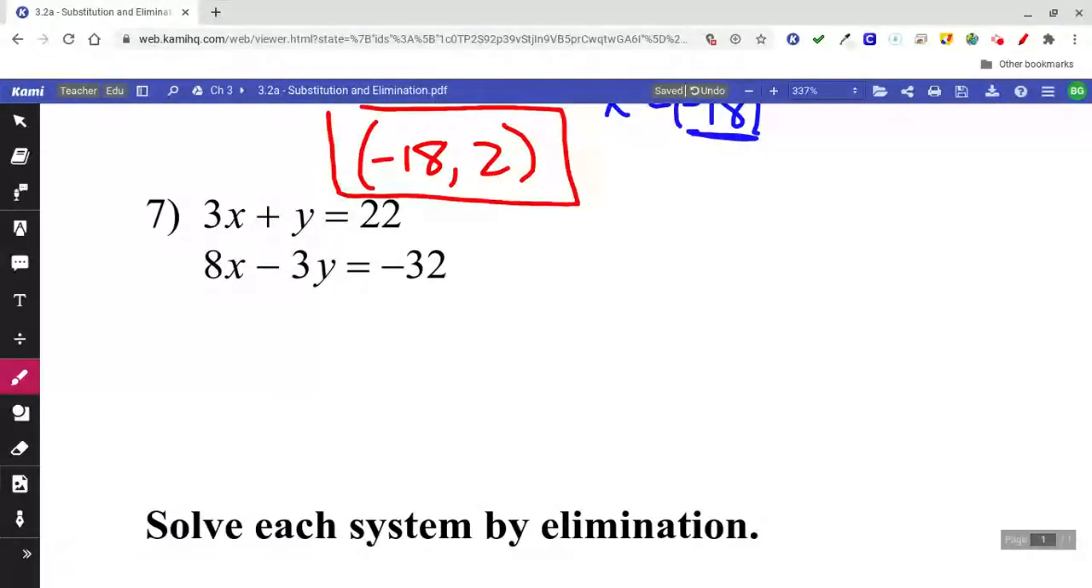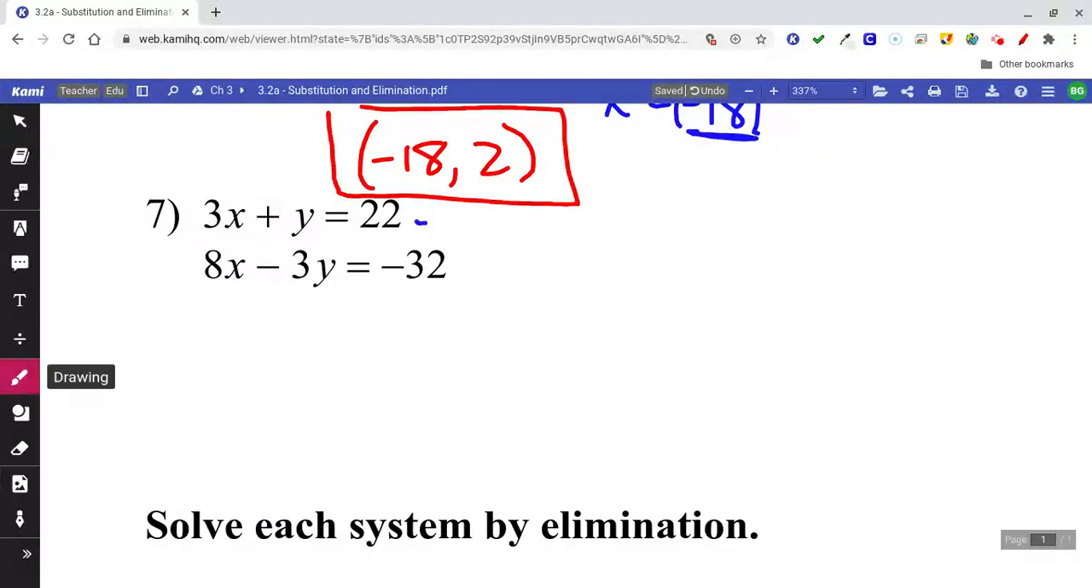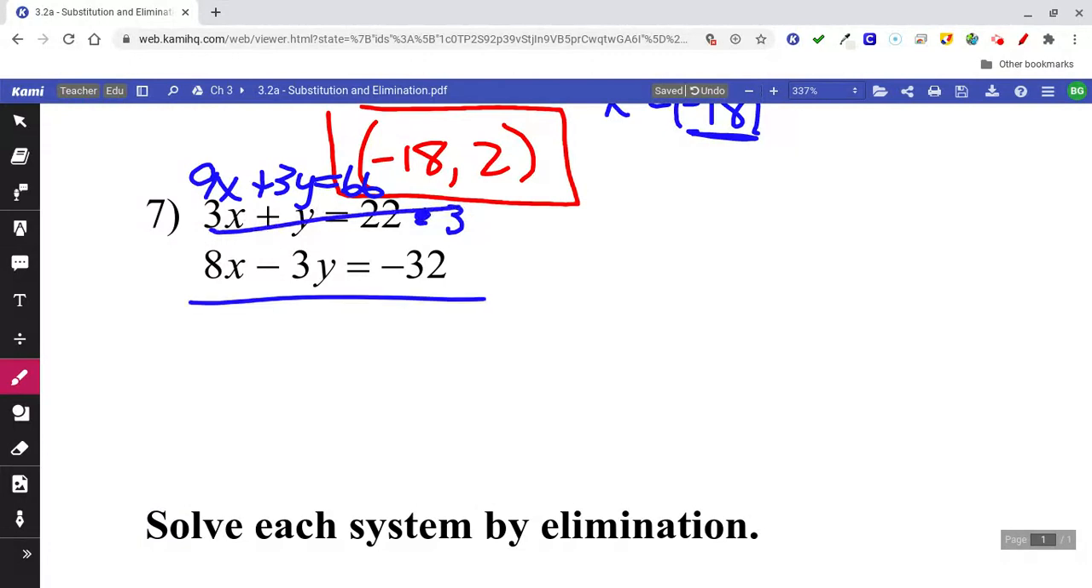I think I want a 3 right there. So what I'm going to do is multiply that top equation, the whole thing, right side, left side, every term, by 3. And I think the easiest way to do it is just right above the equation, write your new terms. 3x times 3 is 9x, and y times 3 is plus 3y, and 22 times 3 is equal to 66. So I cross that out, I write down my new equation just like that.